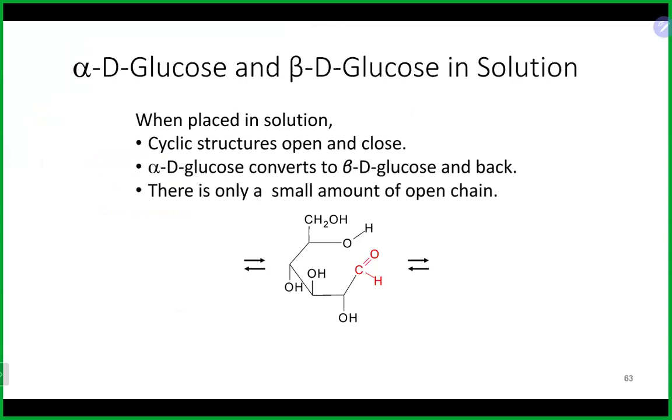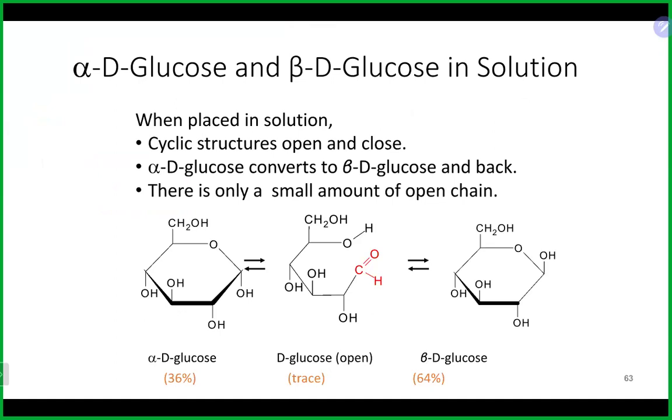Now, alpha D glucose and beta D glucose in solution will open up and close. And alpha D glucose converts to beta D glucose and back. There's only a small amount of the open chain that's there. You can actually see in most of the cases, 64% of the time, it's hanging out there in the beta position, once again, with our OH group hanging up there on the top, as opposed to our alpha, where it is hanging there on the bottom.